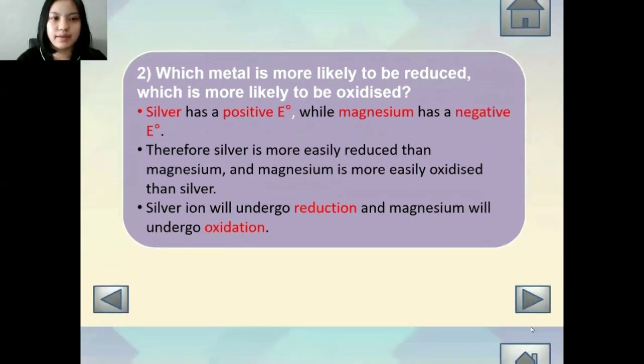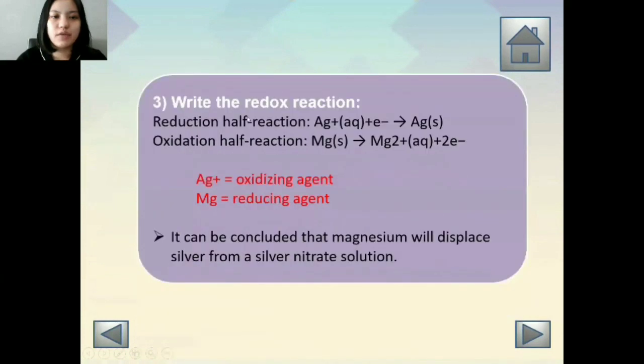Next, the last step, we need to write the redox reactions. Look at this. We need to write the reduction and oxidation half reactions. So we know that the silver ion is the oxidizing agent and the magnesium is the reducing agent. Therefore, it can be concluded that magnesium will displace silver from the silver nitrate solution.